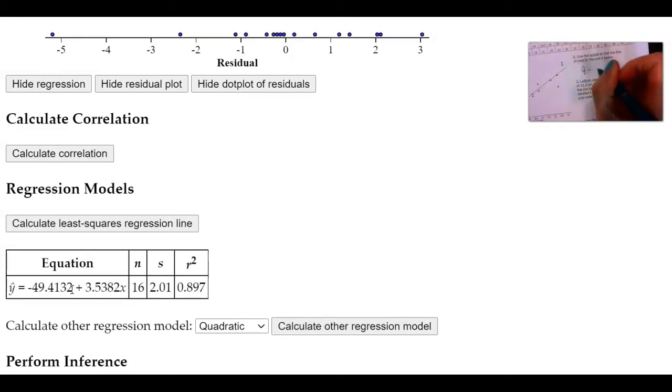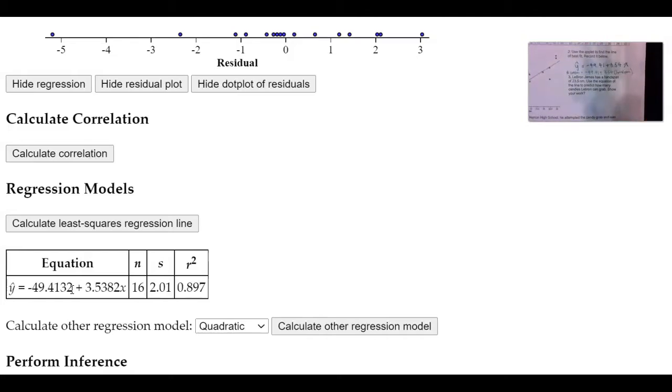y is equal to negative 49.4. I'm just going to round it up, 41, plus 3.54x. Let's just do that. Okay. All right. Once again, how can I interpret that in terms of the context? The predicted y value is the number of candies. y equals negative 49.41 plus 3.54 times x. x is the handspan.